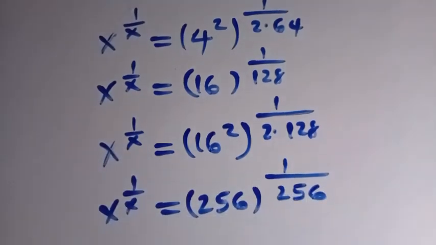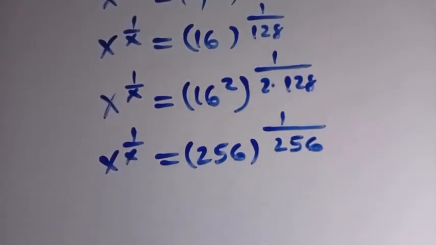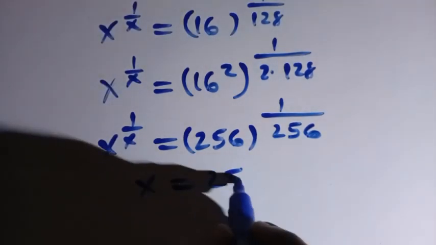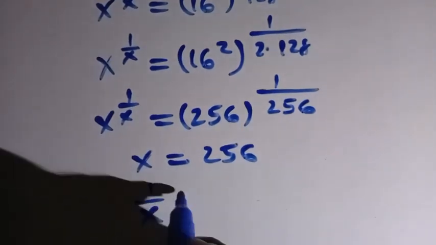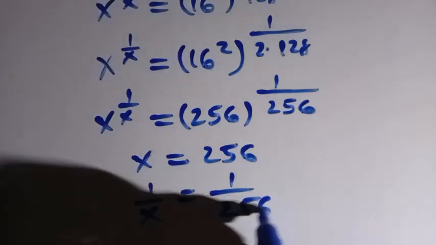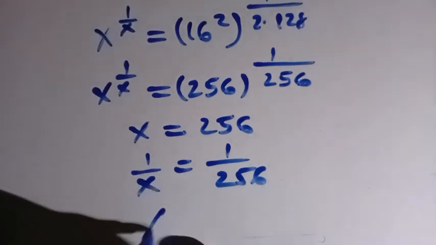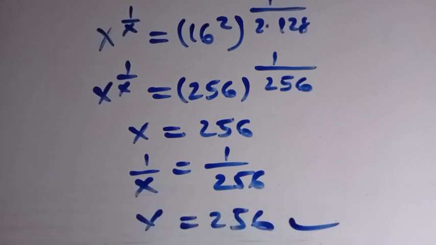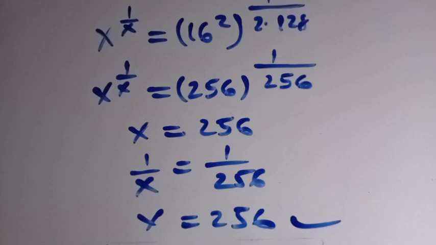Since we have the same form, we are going to compare the base and we compare the power. Comparing the base, we have x equals 256. And we compare the power as well: 1 over x equals 1 divided by 256. When we cross multiply, we have x equals 256. So this is how to solve this, as 256 satisfies this equation when we consider only the real solutions, not complex solutions.